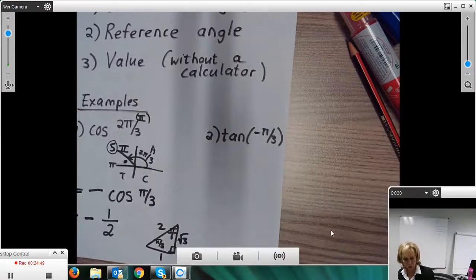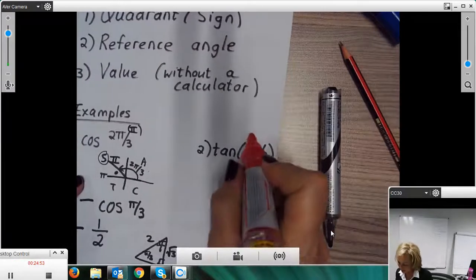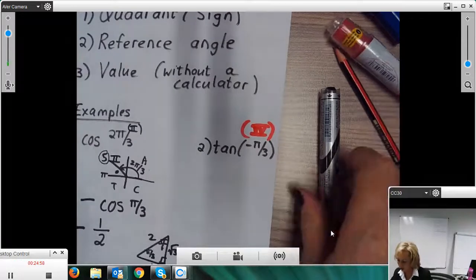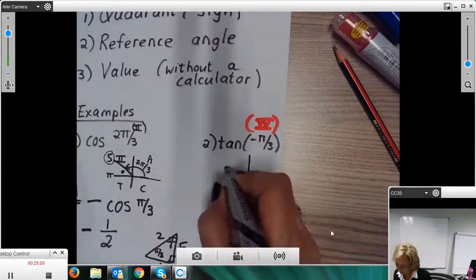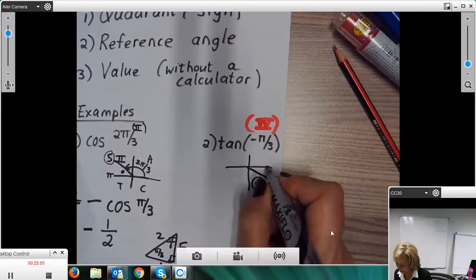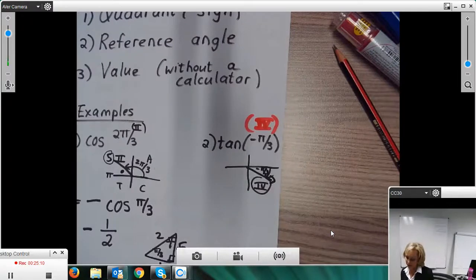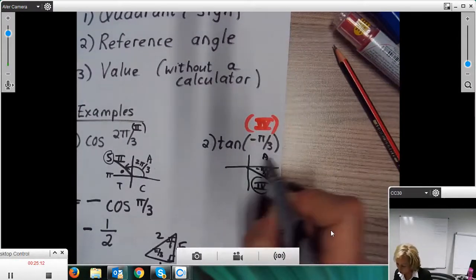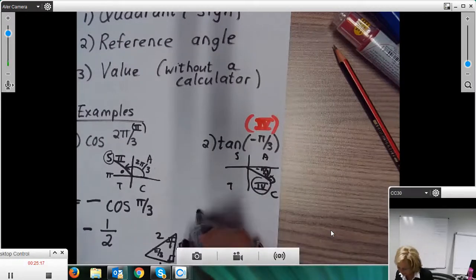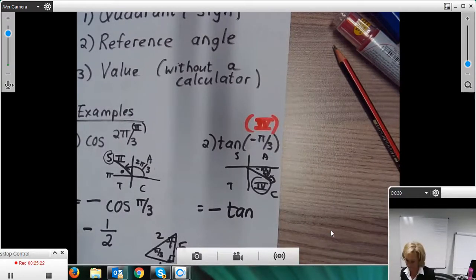You first put the quadrant. Okay, negative pi by 3. Right, in which quadrant is negative pi by 3? Remember we said that if it's negative, it's rotated clockwise, and so we're now in the 4th quadrant. In the 4th quadrant is negative pi by 3. There you are, it's generated clockwise. Okay, now that angle is in the 4th quadrant. All Students Take Care. Okay, so tan is negative in the 4th quadrant. So I put a negative in front of tan.